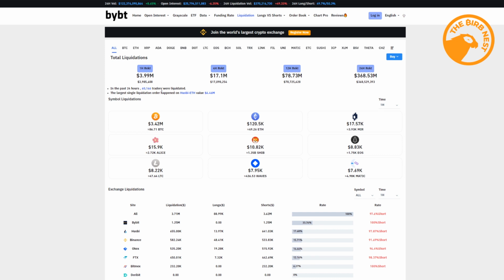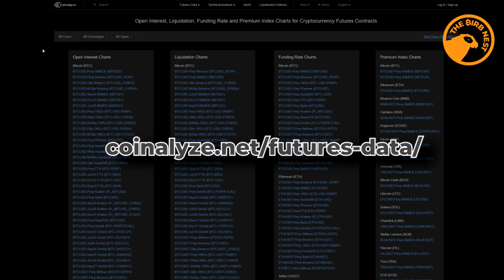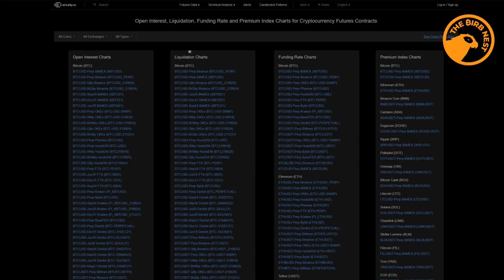But we can also do this for individual charts, and for that I'm going to use coinalyze.net. Coinalyze.net has a lot of charts, but we have to go to the individual charts in the futures data to see the liquidation charts for each coin or instrument. You also have the open interest charts and funding rate charts, but we're mainly focusing on the liquidation chart.